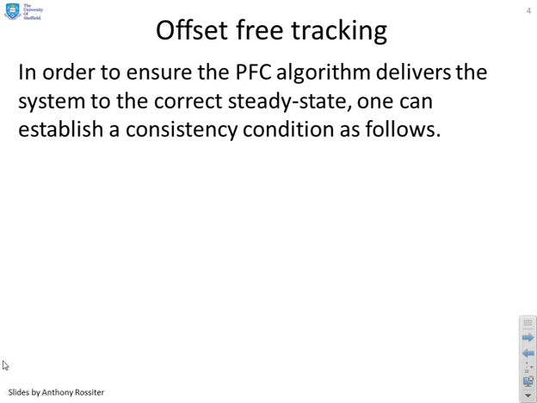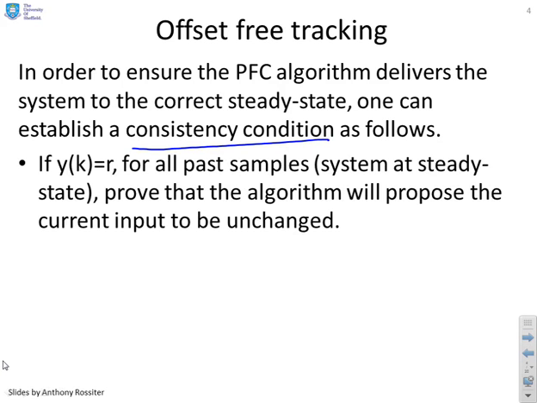Offset-free tracking then. In order to ensure the PFC algorithm delivers the system to the correct steady state, you need to establish a consistency condition. And this is what that might be. If the current output equals the target for all past samples, so in other words, if the system's already at the correct steady state, prove that the algorithm will propose the current input to be unchanged. So in other words, what you want is, if I'm at the correct steady state, then this control law should keep me there.